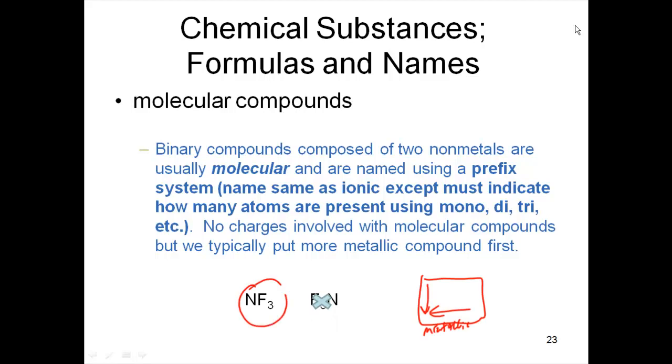Now, that's not really an issue for you because typically you're either going to be given the formula, which is already written correctly with the more metallic one first, or you're given the name in words, which has already got it written correctly. So it's not an issue for writing formulas for you, but I just wanted to let you know why we put an N in front of the F in NF3 instead of writing it as F3N.